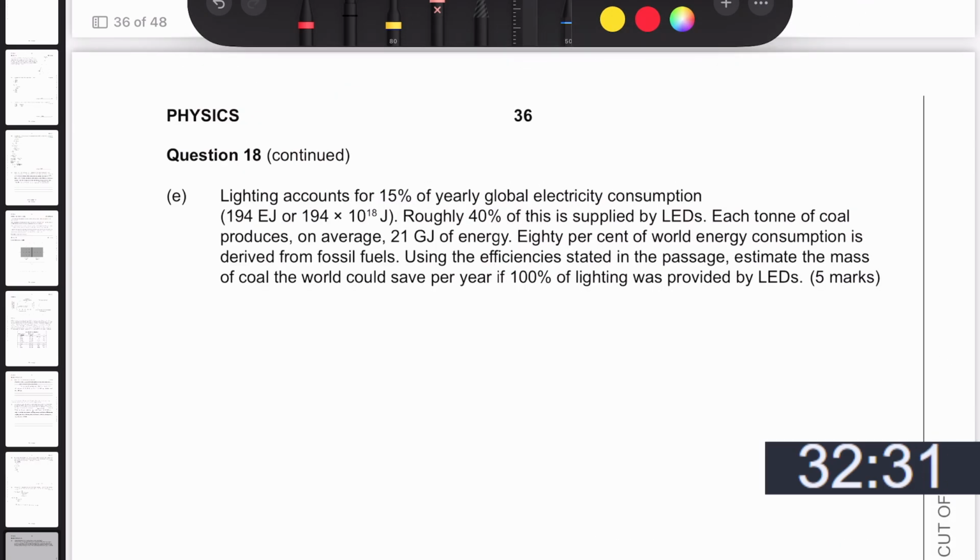Light accounts for 15% of global electricity consumption. Roughly 40% of this is supplied by LEDs. Each ton of coal produces 21 gigajoules of energy. 80% of the world's energy consumption is derived from fossil fuels. Use efficiency, saying to estimate the mass of LEDs if 100% of lighting is provided by LEDs.